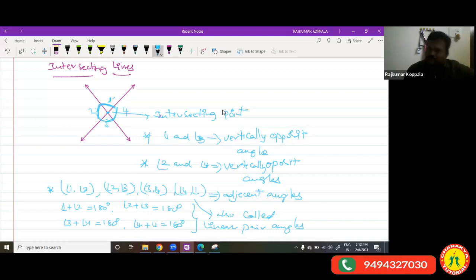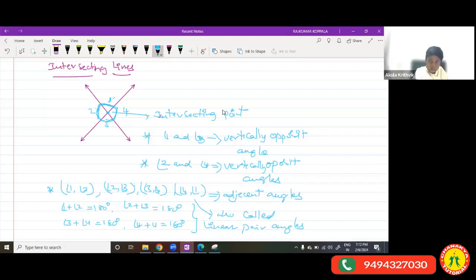Understand? Linear pair angles means what? Sum of angles is 180 degrees and they should be adjacent. Then we say linear pair. Supplementary angles also have sum 180. What is the difference between linear pair and supplementary? Linear pair means sum 180 and angles adjacent. Supplementary means sum only 180 degrees.